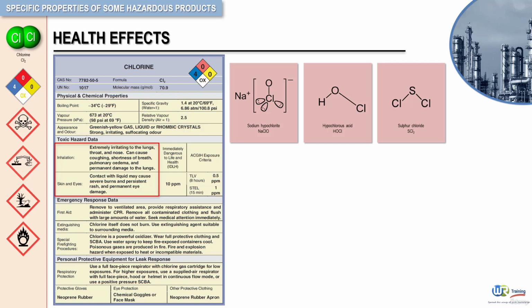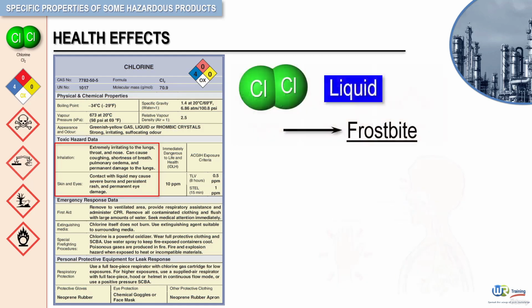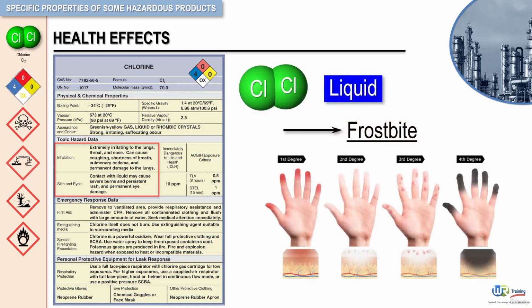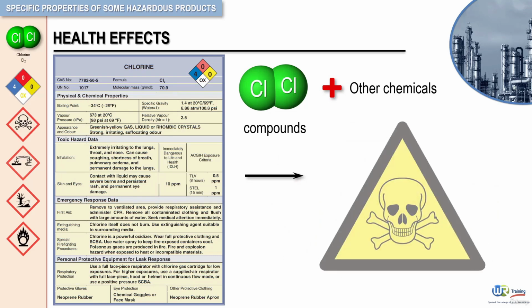Operators are exposed most often to chlorine from inhalation or skin contact with the gas or liquid. Direct contact of liquid chlorine with the skin can cause frostbite as well as severe burns, as depicted here. Poisonous gases can be released when chlorine compounds are mixed with other chemicals. For example, mixing chlorine compounds with acids will release chlorine gas.